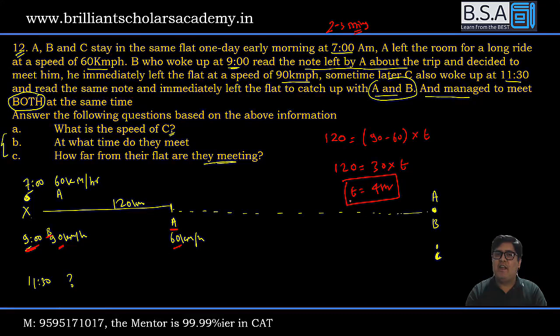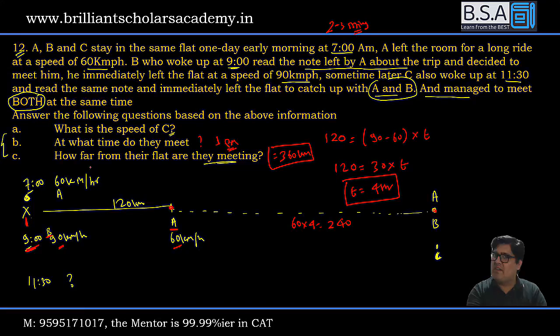So if it happens in 4 hours, A is traveling for 4 hours, B is traveling for 4 hours. You can answer from any person's side. So 60 into 4, from here it is 240 kilometers. So how far is it from X? It is 360 kilometers from X. At what time do they meet? From 9 a.m., if you count 4 hours, 9 o'clock to 12 o'clock, 3 hours, plus 1. So it happens at 1 p.m. The overtake happens at 1 p.m.